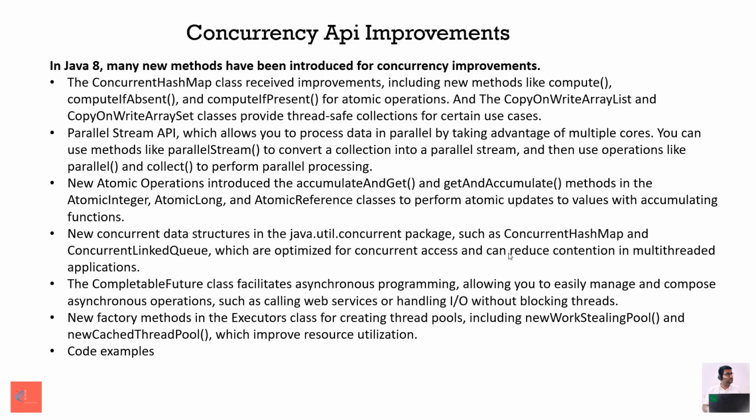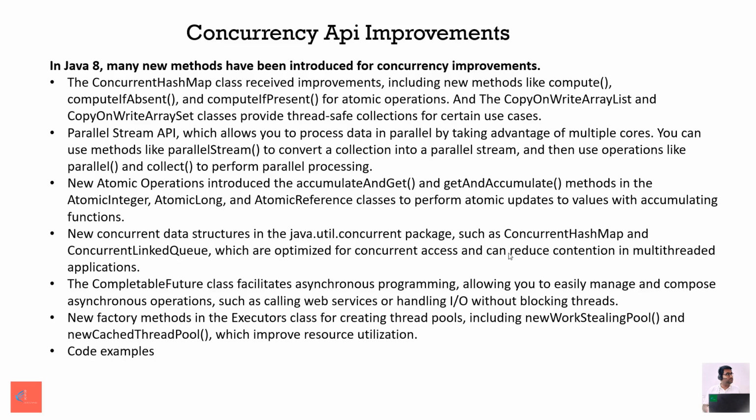ConcurrentHashMap and ConcurrentLinkedQueue are the new data structures added in the concurrent package. They provide concurrent access and can reduce contention in multi-threaded applications. CompletableFuture also added asynchronous programming, where you can easily manage and compose asynchronous operations such as calling web services or handling IO without blocking threads. New factory methods in the Executors class have been added like newWorkStealingPool and newCachedThreadPool. These methods provide improvement in resource utilization.